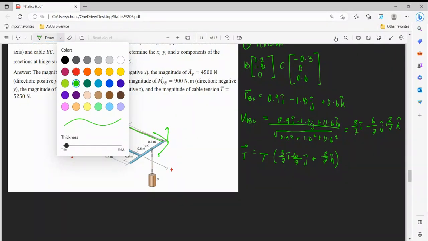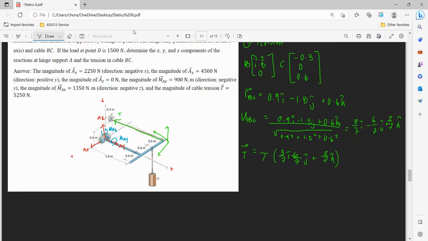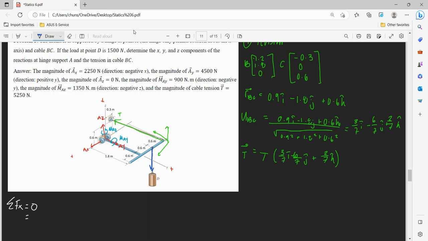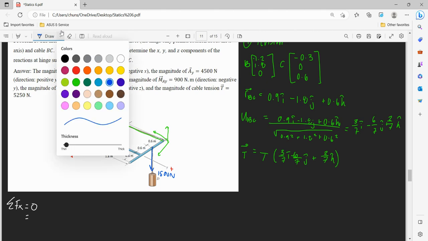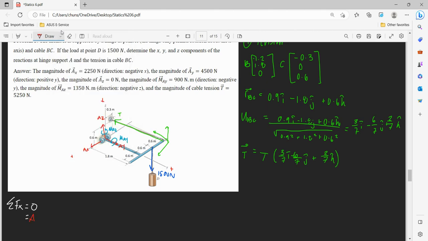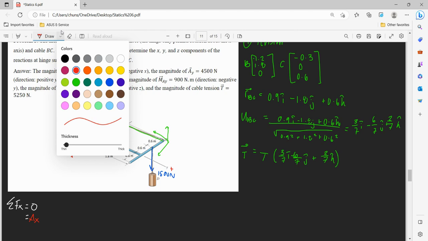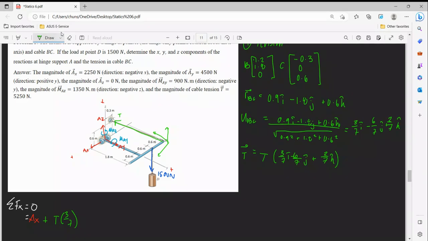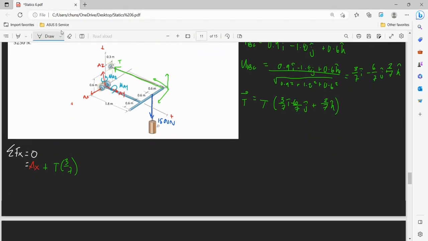Okay, so let's start with our equations. So x, we have, also need to add this weight here. And our weight is 1500 newtons. It's given to us. Okay, here we go. So this is AX, and this is plus our T 3 over 7. We've got two unknowns. It's equal to 0.